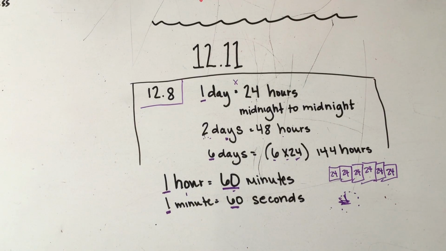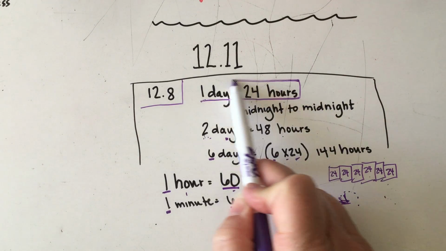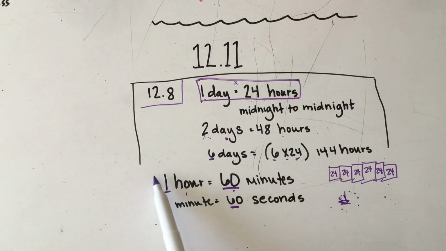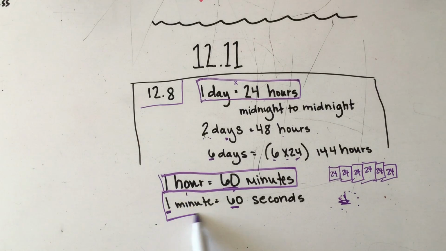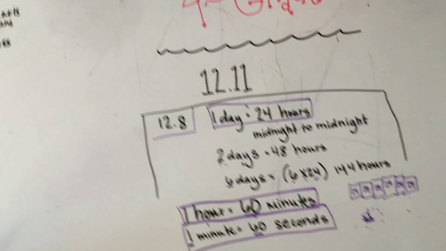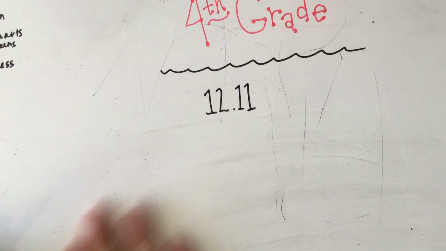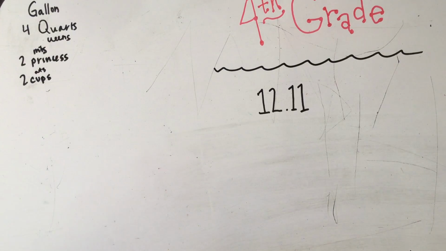And there are 60 minutes, so that second hand's going to go around 60 times for 60 minutes for 1 hour. Okay, so when you're trying to convert your hours and minutes and seconds and days, if you can remember those main conversions, that a day is 24 hours, that 1 hour is 60 minutes, and 1 minute is 60 seconds, it's going to be really helpful, okay? Okay, so then on to today's lesson. We are looking at gallons and pints, and we're just doing more conversions.